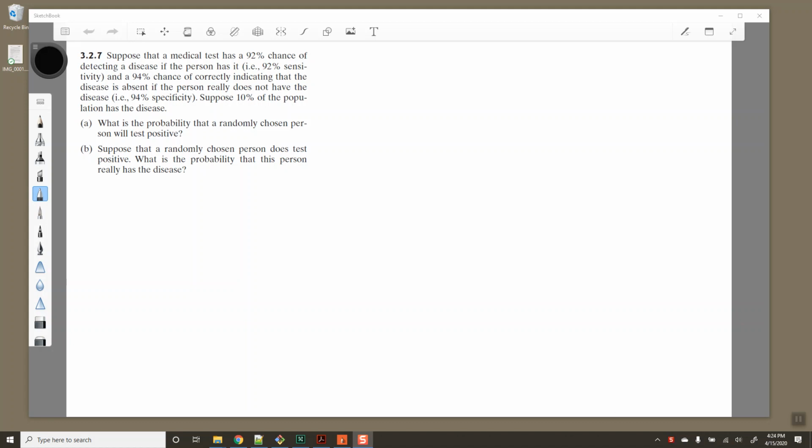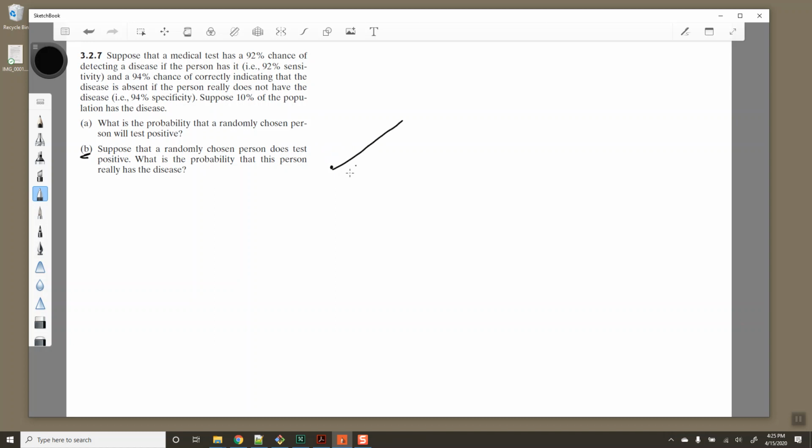All right, so I'm going to work through an answer here for this problem that was part of our first homework quiz. It says, suppose that a medical test has a 92% chance of detecting a disease if the person has it, and we call this 92% sensitivity, and a 94% chance of correctly indicating that the disease is absent if the person really does not have the disease, and that's the specificity. And suppose 10% of the population has the disease. The question you were supposed to answer is B, whereas you're going to have to answer part A to get to your answer in part B.